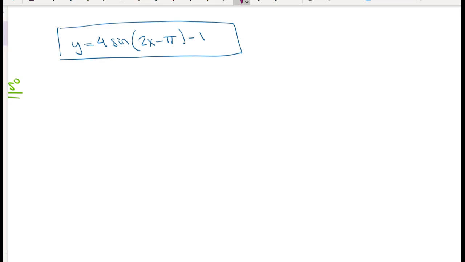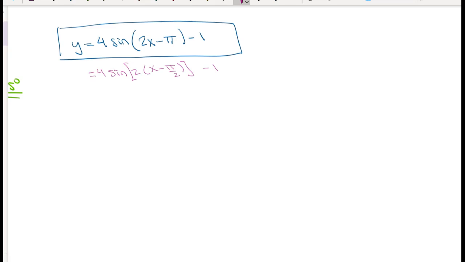All right, so the first thing I'm going to notice here is I've got to factor out a 2 from the argument of the sine. So 4 sine of 2 times the quantity, be careful, x minus pi over 2, minus 1. Making a note to myself, I don't see any degree symbols. This is in radians. Be careful of that. It's in radians because there's no degree symbol.